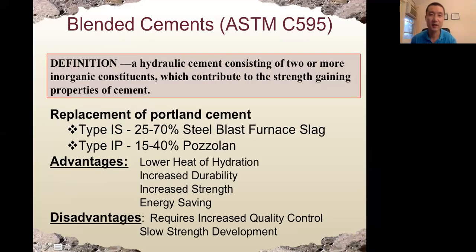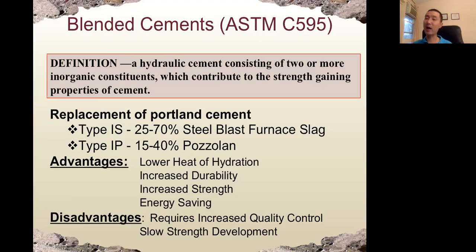All right. So lastly, let's look at special cement, such as blended cement. Okay. So we can blend Portland cement with some other materials such as steel blast furnace slag, or some other type of pozzolans such as fly ash, or silica fume. We'll talk about these pozzolans in much more detail in future lectures. But remember, the good thing about blended cement is the heat of hydration will be lower.